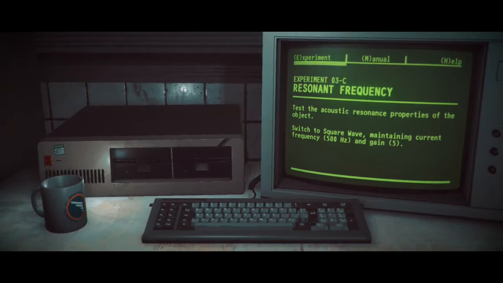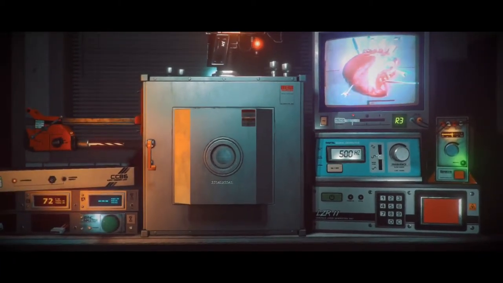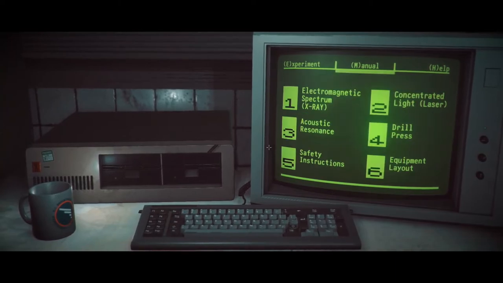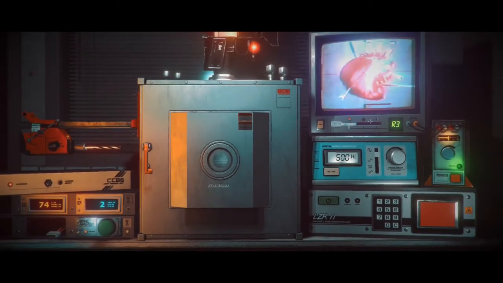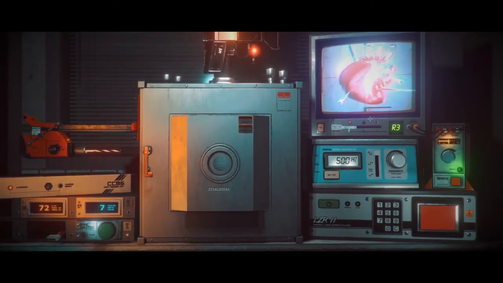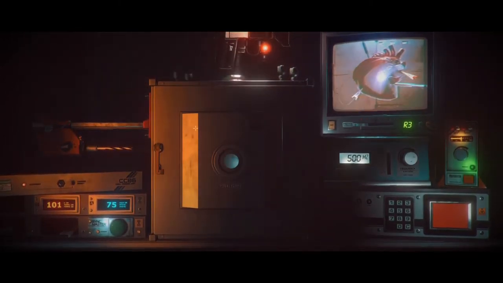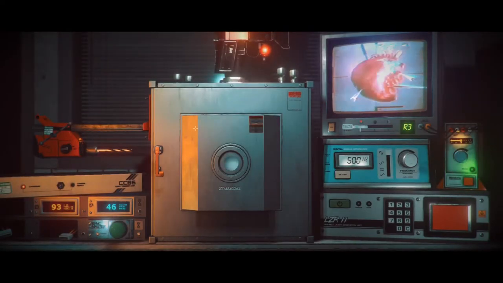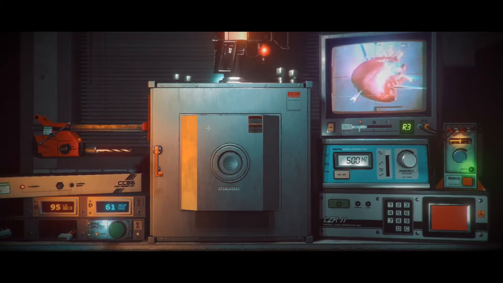Maintaining current frequency, gain 5 square wave. Alrighty then. I'm going to double check on the square wave because I'm not entirely sure I got that correct. Okay, it is what I thought it was. Flick. Alright, it's blinking green. It's gonna explode. Seeing good activity on this side, seeing definite spikes in the movement.